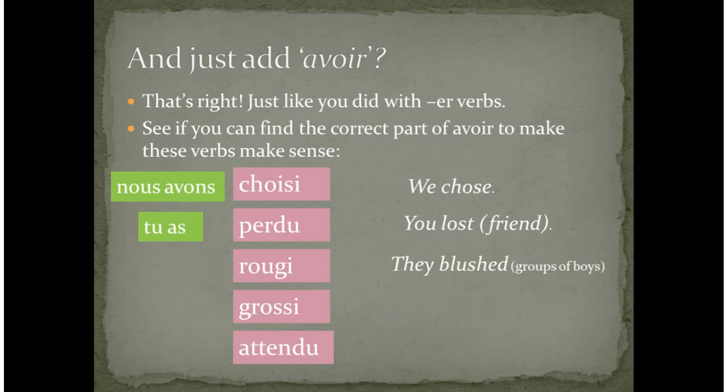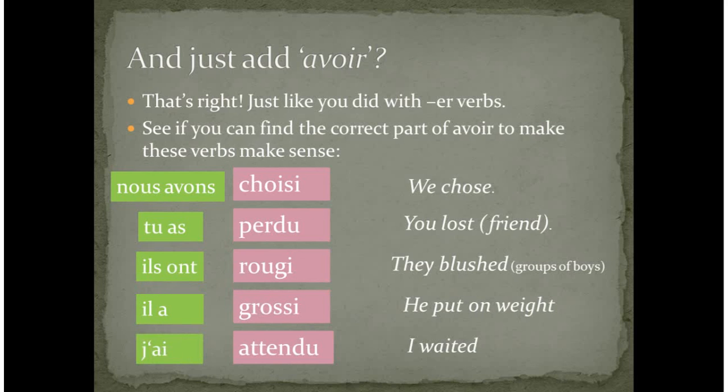They blushed. Your answer is ils ont rougi. He put on weight. Il a grossi. And finally, I waited would be j'ai attendu. Okay, now that's it for today's tutorial. If there's anything you don't understand, go back to the beginning, watch the whole tutorial again, or choose particular sections if you think you might need to do some more work on IR verbs or RE verbs.